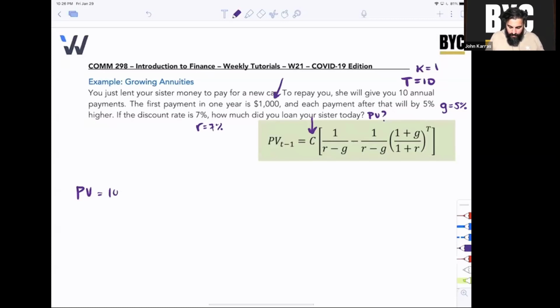So that would be the 1,000. So 1,000 multiplied by 1 over, now it's just formula. The rate is 7, the growth rate is 5, minus 1 over this again. This time, this one is multiplied by 1 plus the growth rate over 1 plus the rate, to the power 10.